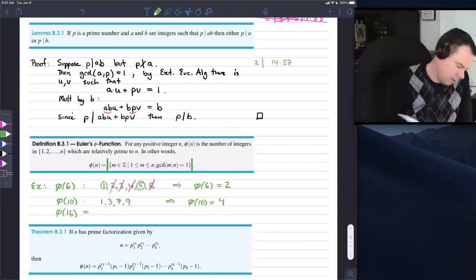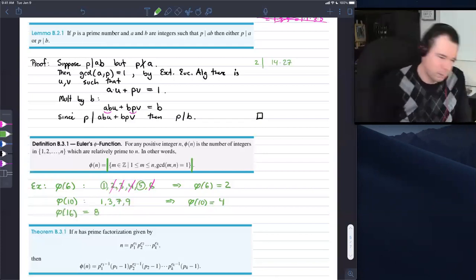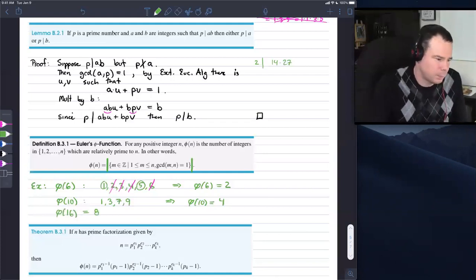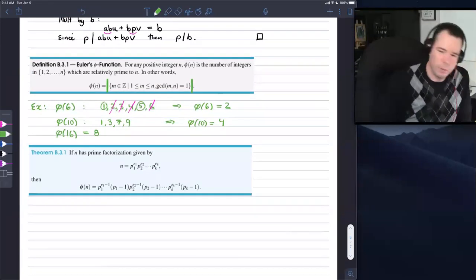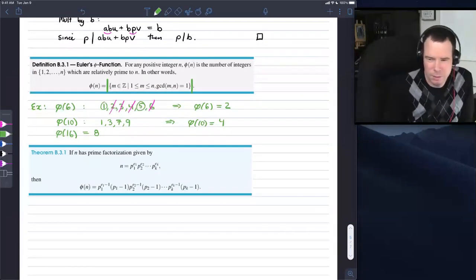Yeah, we got 8 of them. All the odd numbers. All the odd numbers will work. It turns out that rather than listing, you can work out the value of phi from a prime factorization, and that's what's shown here.